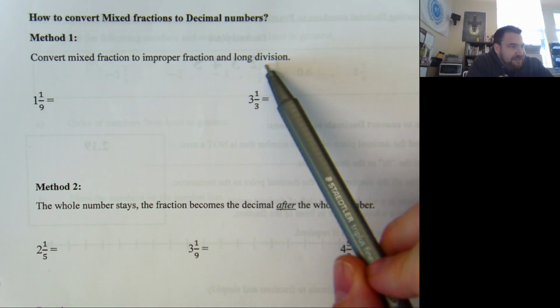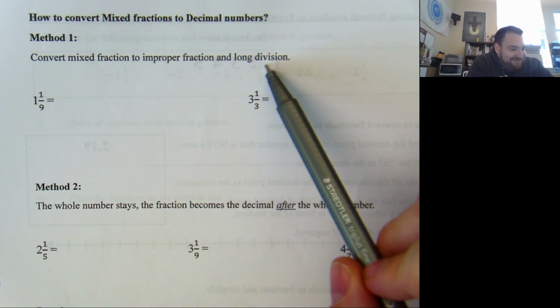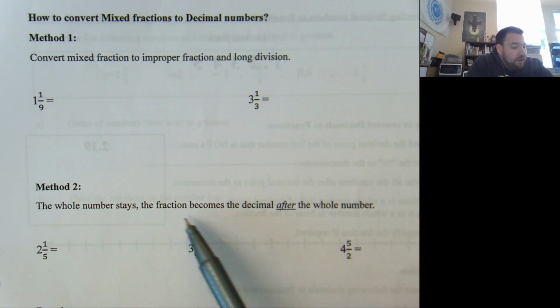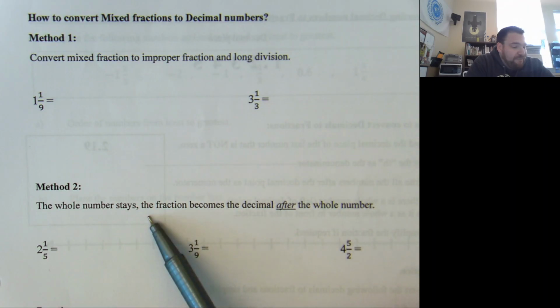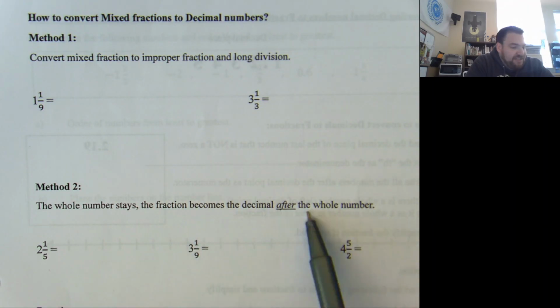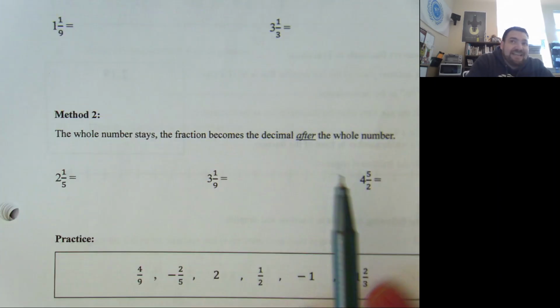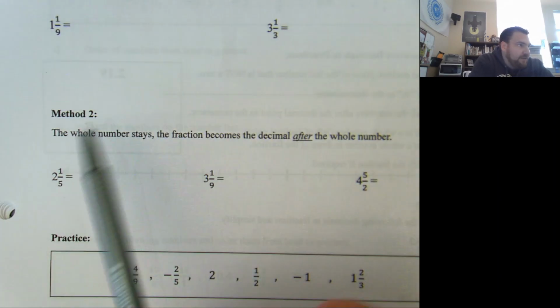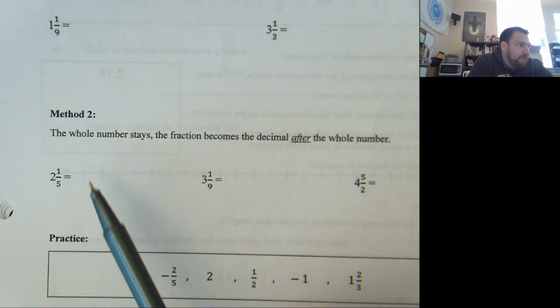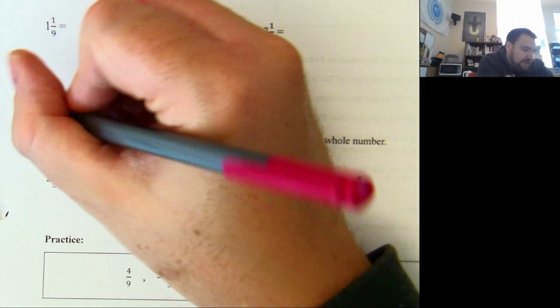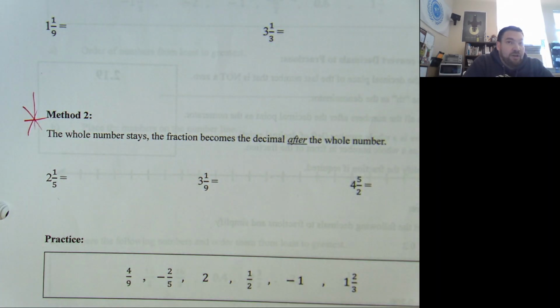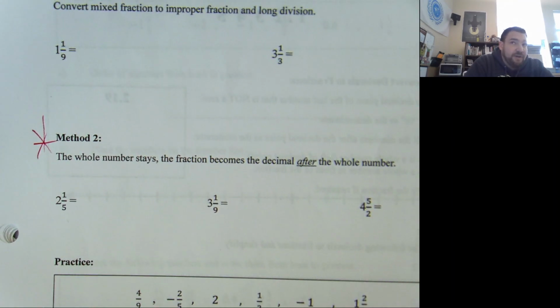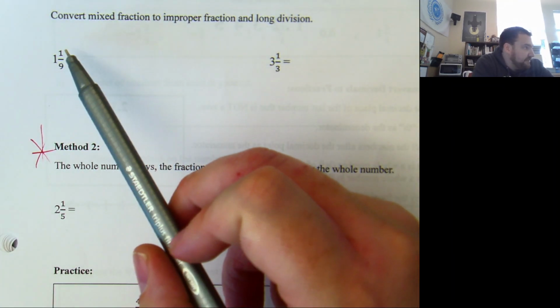People on that far side of the class really seem excited about long division. Or the whole number can stay a whole number and the fraction becomes a decimal after the whole number. This is what I would recommend, guys, you get comfortable with. This is the method I want to see. If you want to do long division, fine. Do long division. If you wanted to do it, this first example would look like this.